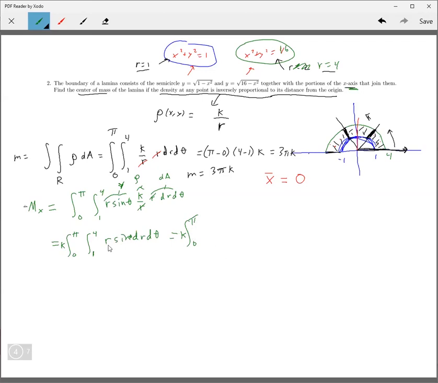Okay, so integrating in r, we get r squared sine theta all over 2, from r equals 1 to r equals 4. If you put a 4 in here, you get 16, and you put a 1 in, you get 1. So 16 minus 1, that's 15k over 2. And then you're integrating sine theta from 0 to pi.